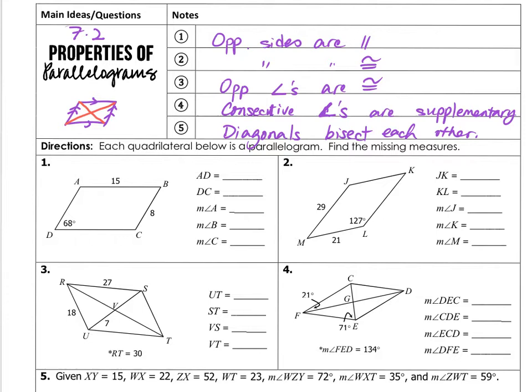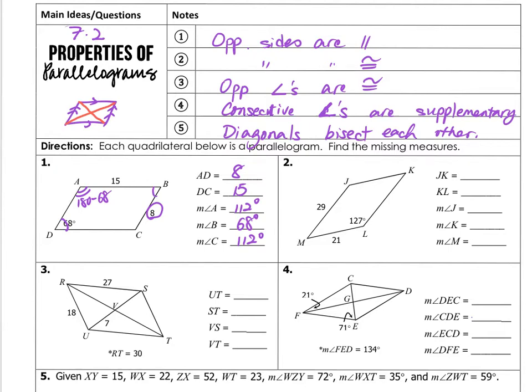Here I have a parallelogram ABCD. It's asking for the length of AD. AD is opposite of BC, so BC is 8, AD must be 8, and DC must be the same as AB, so 15. And if we know this is 68, I know angle D must be 68 degrees. And then I know angle A is 180 minus 68. That should give me 112. And angle C is opposite of angle A, and it should be congruent. Okay?